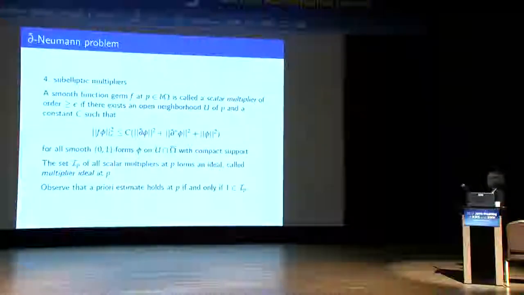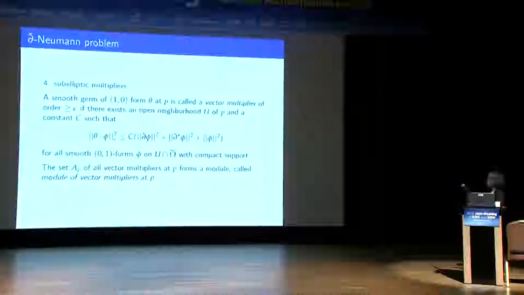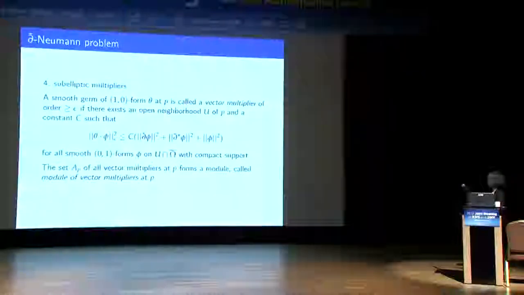So the question for local regularity is whether we have 1 here. And then we introduce another multiplier. A smooth (1,0) form is called a vector multiplier if this inequality holds. Here that is the usual dot product, inner product. And then like before, we collect all vector multipliers. Then this set is a module, and we call it the module of vector multipliers.